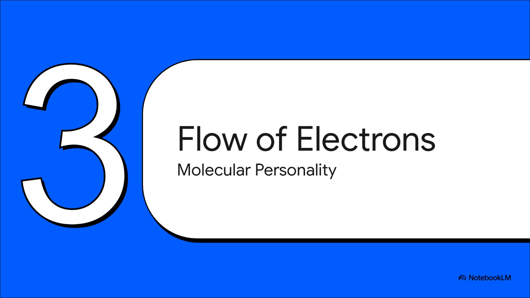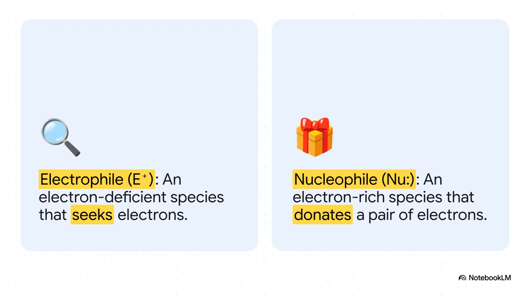All right, so we've got the blueprints. We understand how the structures are put together. But if you really want to understand a molecule's personality, how it's actually going to act, you have to look deeper. You have to look at the invisible forces that are constantly at play, that unseen flow of its electrons. When it comes to chemical reactions, you can basically think of it as a story with two main characters.